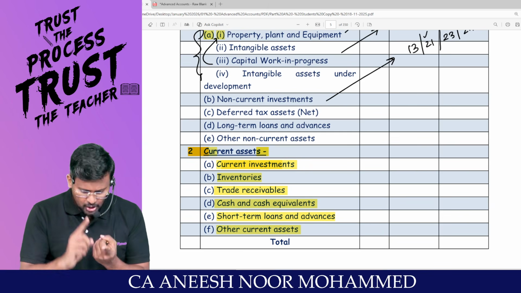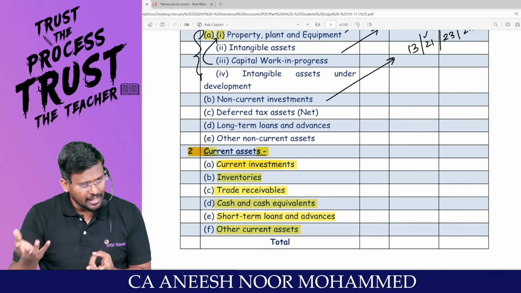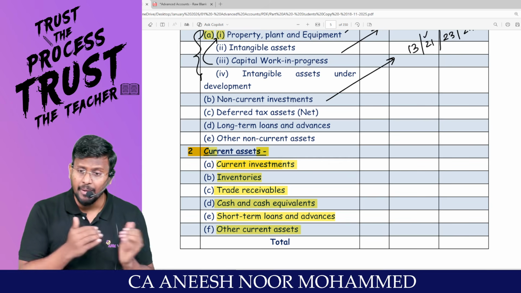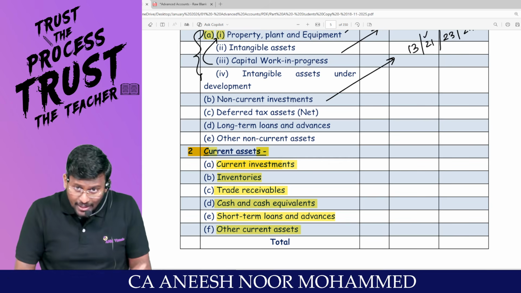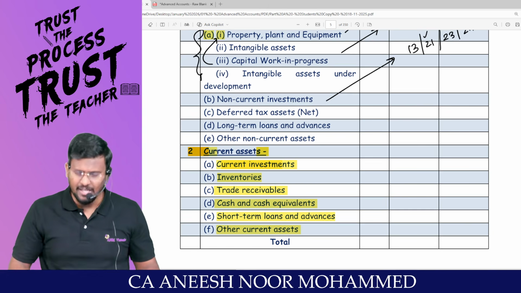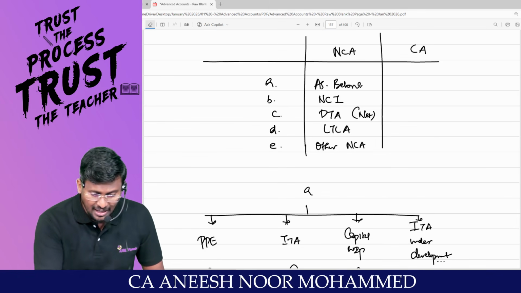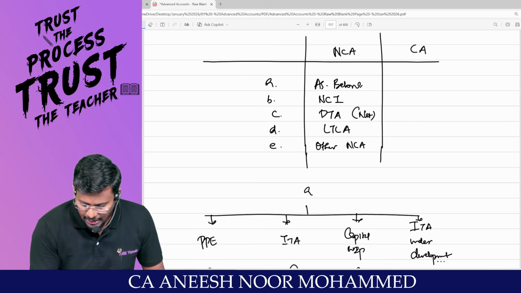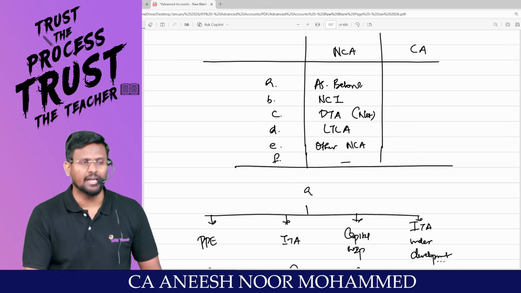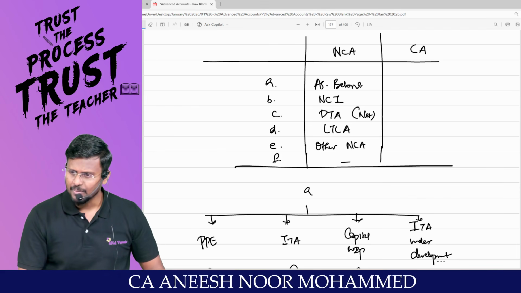Current asset. First you will make current investment. Then you will buy inventory. You will sell to trade receivable and they will pay you cash and cash equivalent. With that cash and cash equivalent, you will give short-term loans and advances and the balance will be the other current asset. That means for the non-current asset, it will be like A, B, C, D, E and F will not be there for the non-current asset. Whereas for what asset? Current asset.